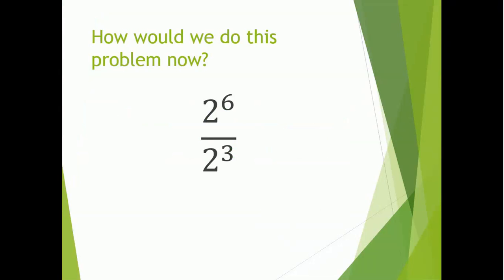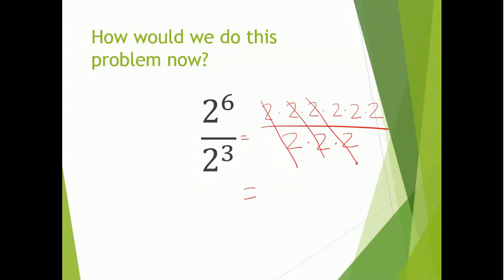So how do we do this problem right now? If you remember that exponent matchup we did, we expanded each side, so I would have 6 2's on the top, 1, 2, 3, 4, 5, 6. On the bottom, we would have 3 2's. And then we canceled out, right? So 2's, 2's, 2's. So we would have 2 to the third on top.